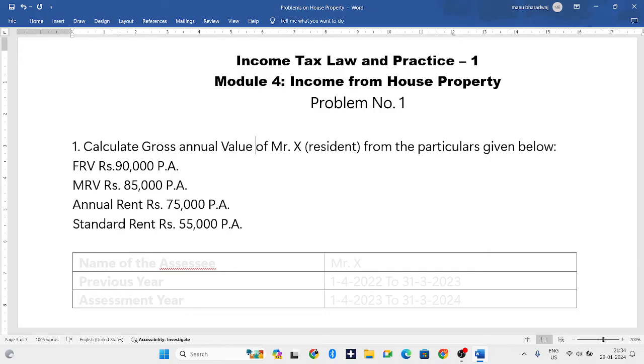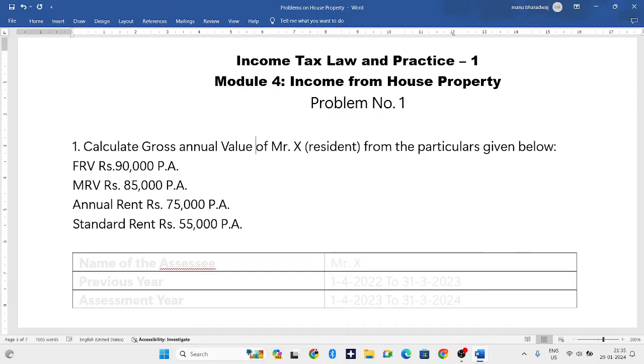Next, MRV means municipal rental value. MRV they have given, it is 85,000 per annum. Annual rent for a year, and it's understood that it is for 1 year, it is 75,000 per annum. Standard rent, it is 55,000 per annum.